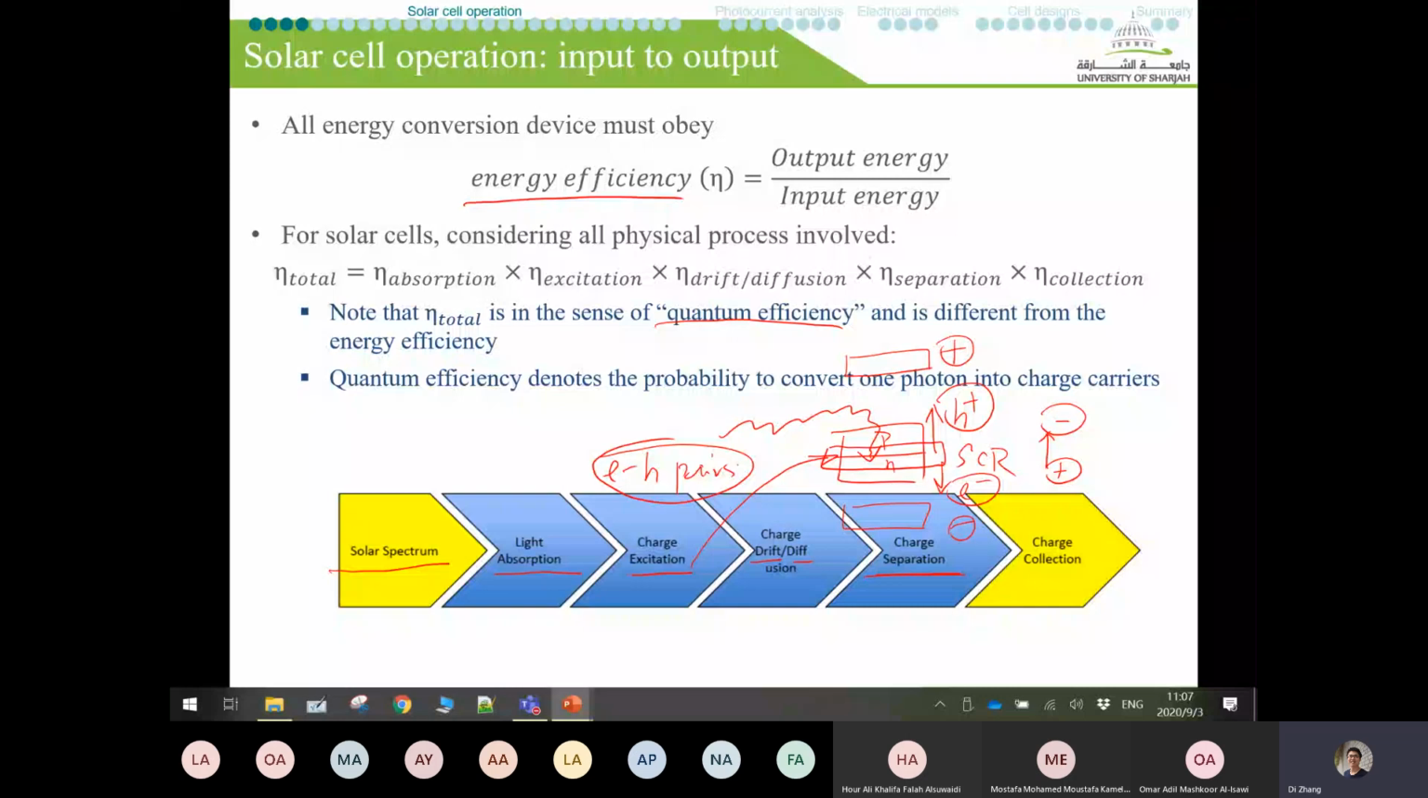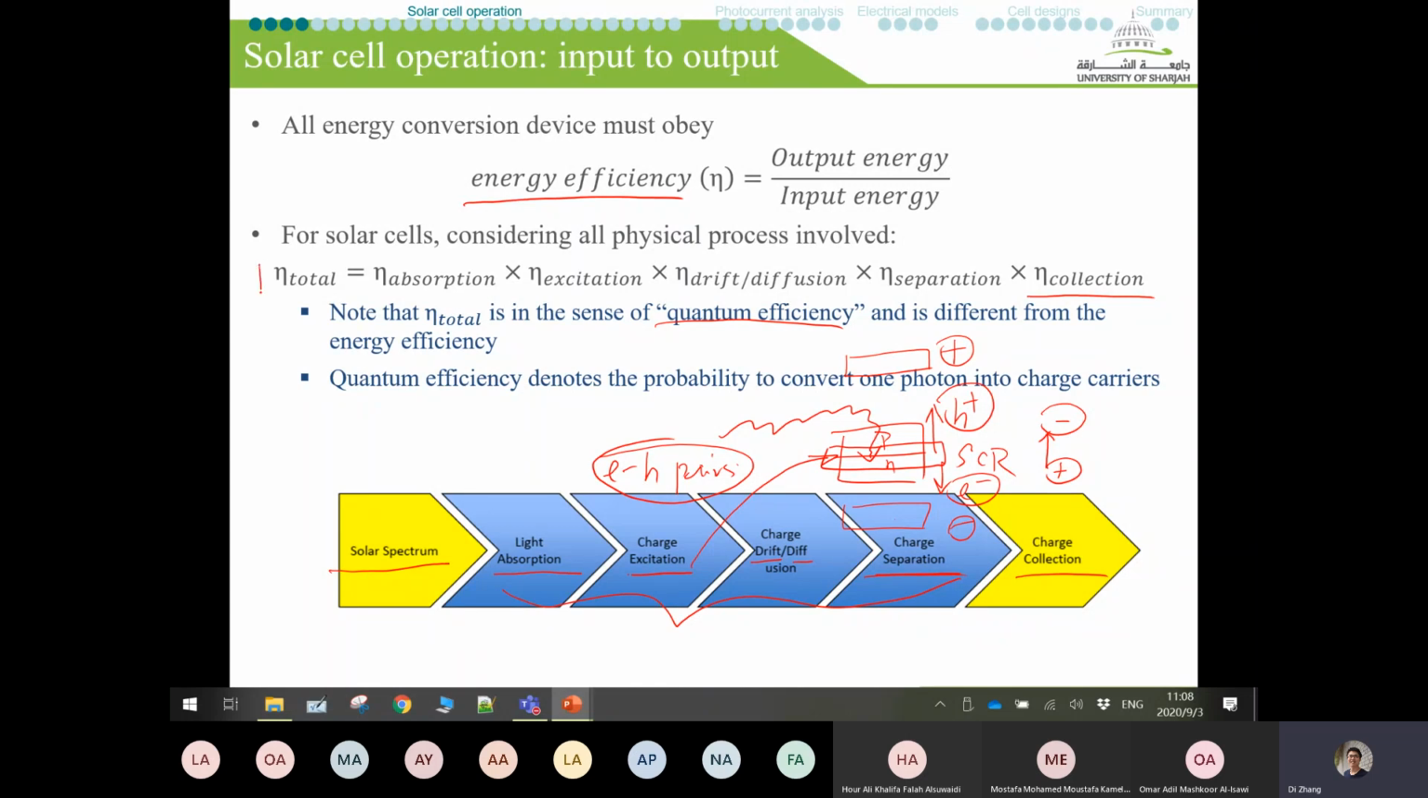These electrodes need to be able to collect the charges successfully. Again, there is another collection efficiency, because you may face some losses along the way. In the end, if you're able to collect the charges successfully, we consider this a successful generation of electricity from the solar cell. So all of these efficiencies describe the overall quantum efficiency of the solar cell.